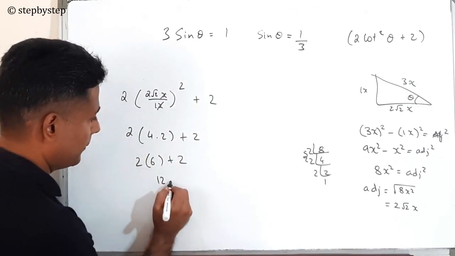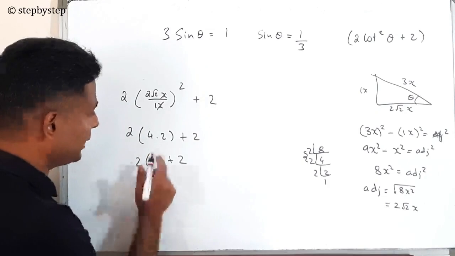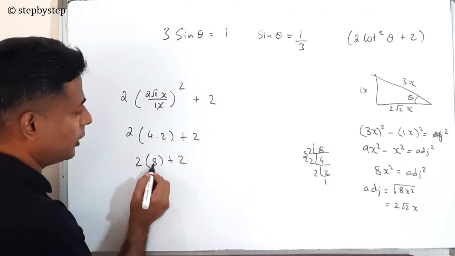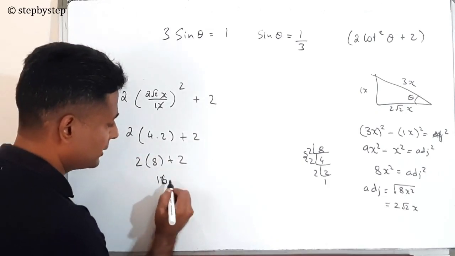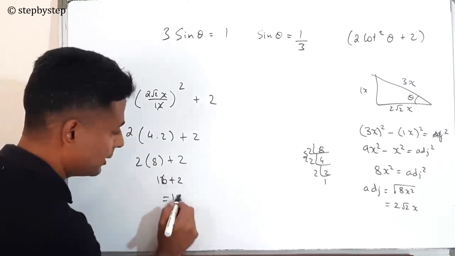So 12. Sorry, 4 2s are 8. 4 2s are 8. 2 into 8 plus 2. 2 8s are 16 plus 2. That is 18.